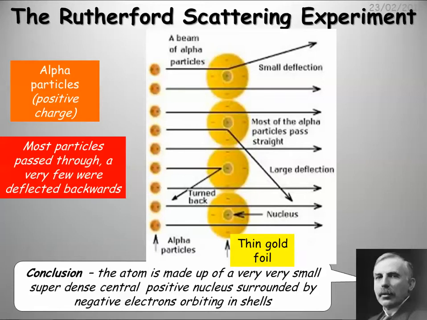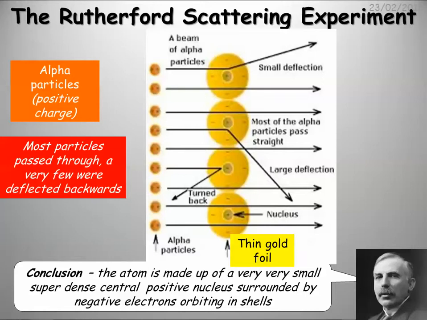How could that be explained? Well, Rutherford looked at the results and he said, right, if most go straight through without any problem, that means they're not hitting anything. Okay, so that could be empty space. If some are being deflected by a large angle, they must be hitting something. And very, very few are coming back through 180 degrees, they must be hitting something quite big and quite heavy because they're bouncing off it.